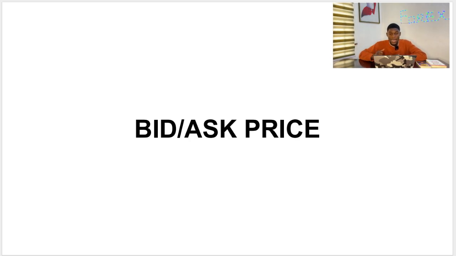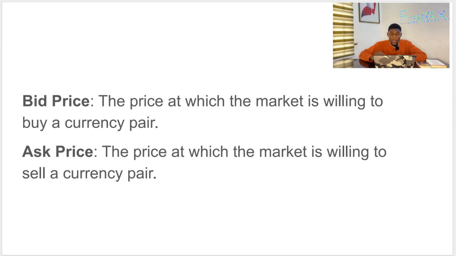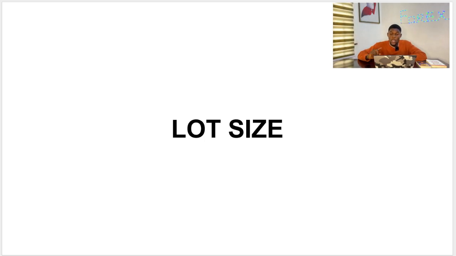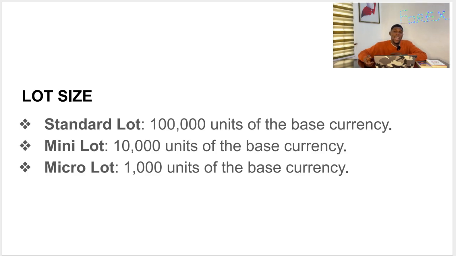So we have the bid and ask price. Let's keep going. The bid price is the price at which the market is willing to buy a currency pair. The ask price is the price at which the market is willing to sell a currency pair. Lot size. Now, what is lot size? A standard lot is 100,000 units of a base currency. A mini lot is 10,000 units of a base currency, while a micro lot is 1,000 units of a base currency.